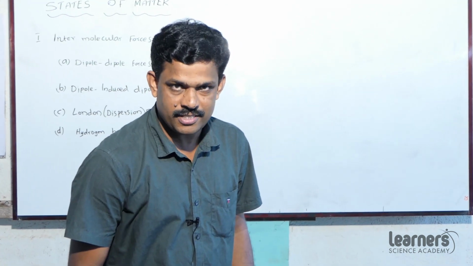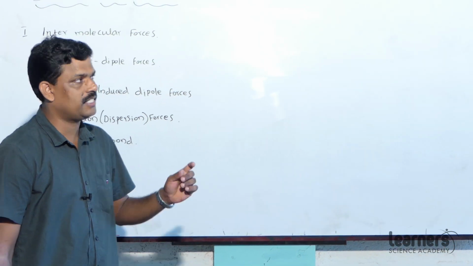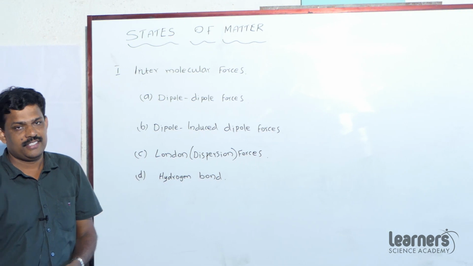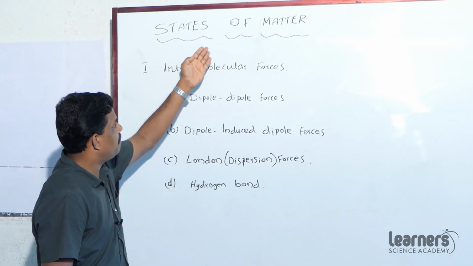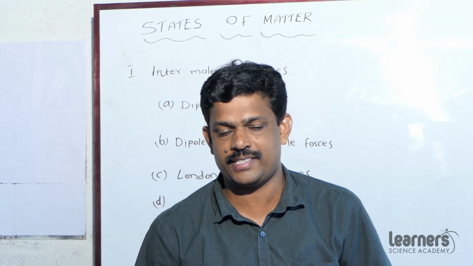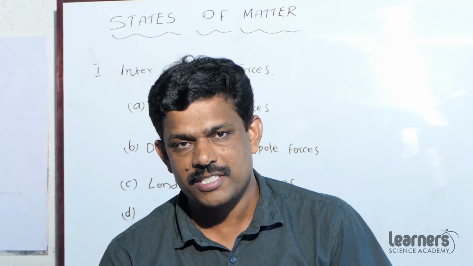ഇന്ന് നമ്മൾ ചർച്ച ചെയ്യുന്നത് +1 കെമിസ്ട്രിയിലെ 5th ചാപ്റ്റർ, States of Matter. ഈ ചാപ്റ്ററിൽ നമുക്കറിയാം, matter mainly has 4 states: solid, liquid, gas and plasma.